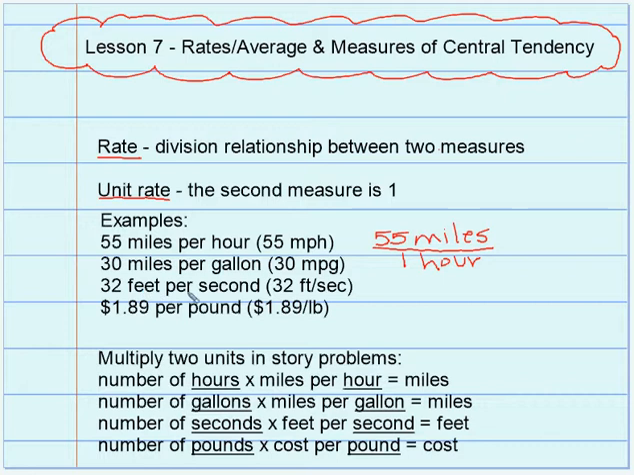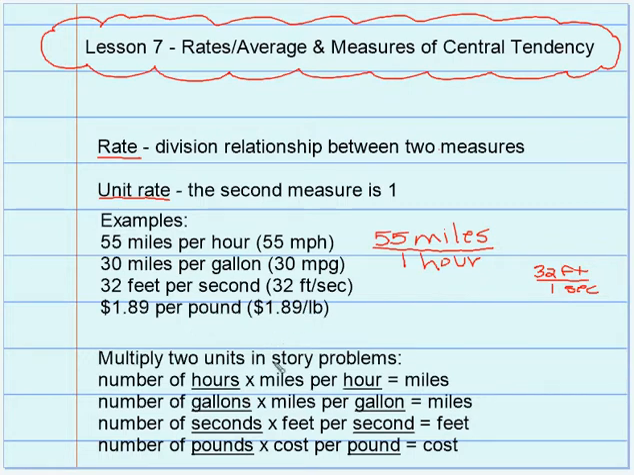32 feet per second. And that would look like this, 32 feet per second. Okay, there's not a nice little mpg, it's feet/second. And remember that that would be a 1 in front of there, so it would really be 32 feet per 1 second. Okay, so that's kind of how that looks. Or $1.89 per pound, $1.89 / pound. That slash is the division again.